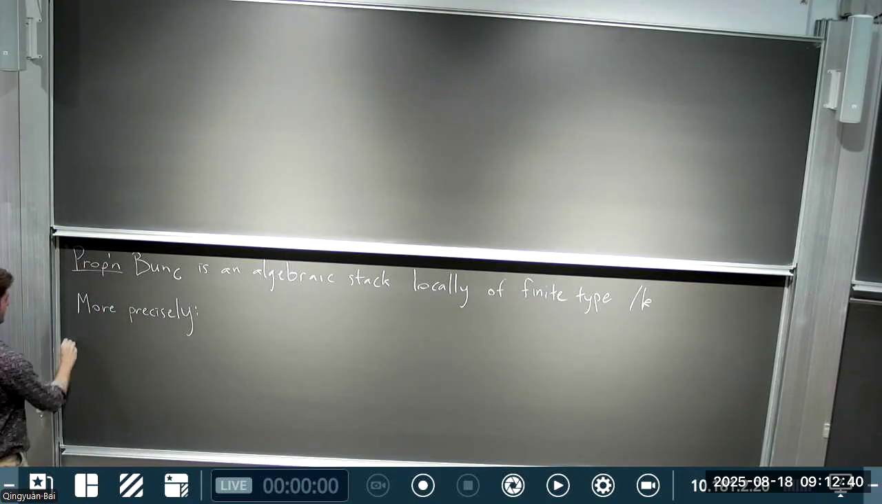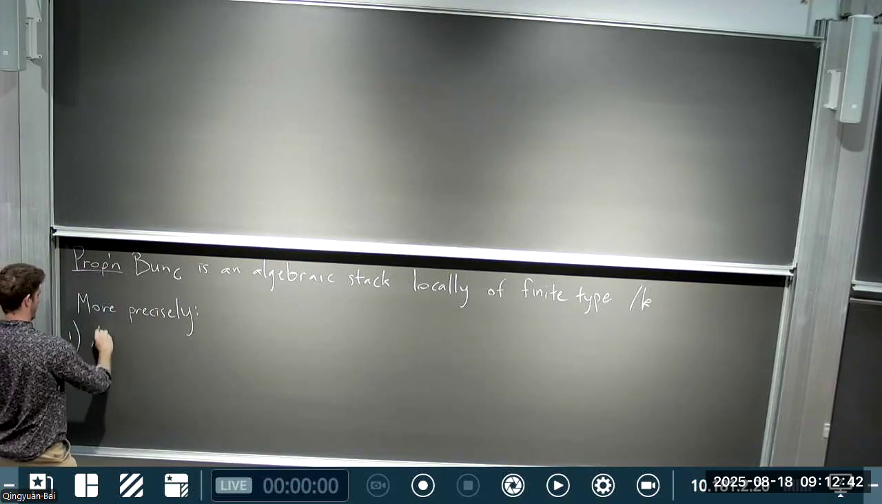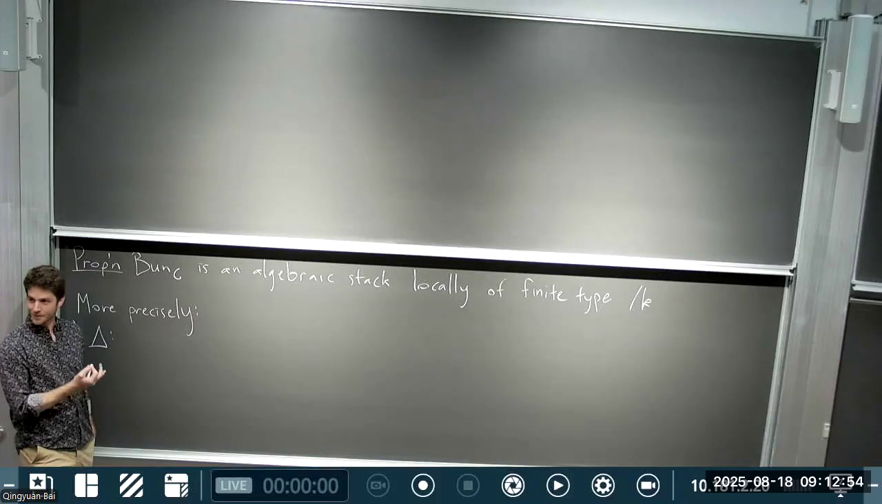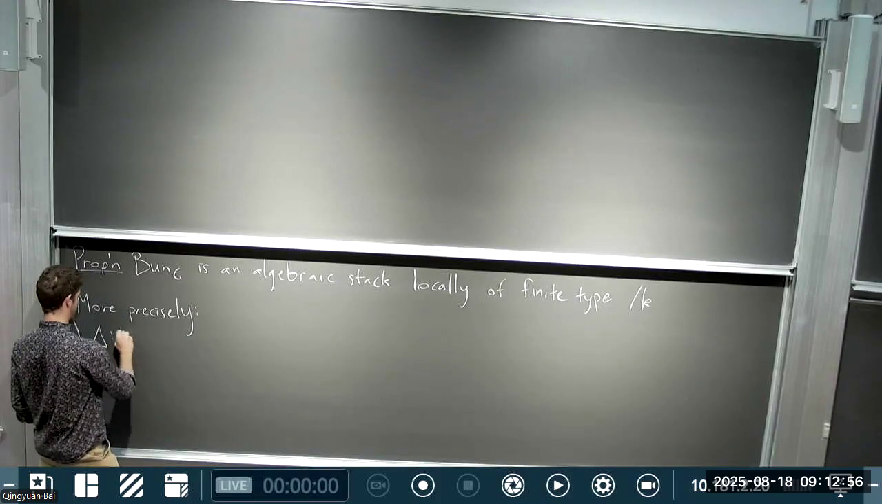So you go and look in, I don't know, what's the reference for this? Laumon and Moret-Bailly is one of these references on algebraic stacks. There's some condition on the diagonal, okay? It's supposed to be somehow nice.